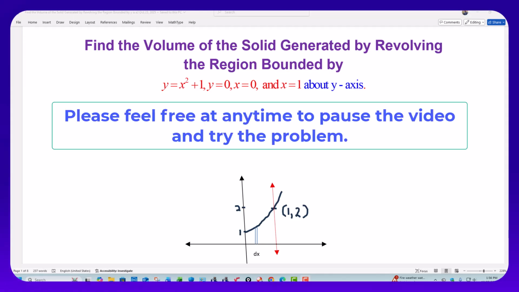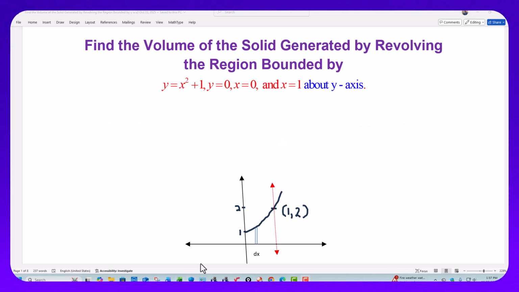In this video, we're going to find the volume of the solid generated by revolving the region bounded by y equals x squared plus 1, which is a parabola with vertex at (0, 1), y equals 0, which is the x-axis, and x equals 0, which is the line for the y-axis. And then we also have the vertical line x equals 1. And we're going to revolve this region about the y-axis.